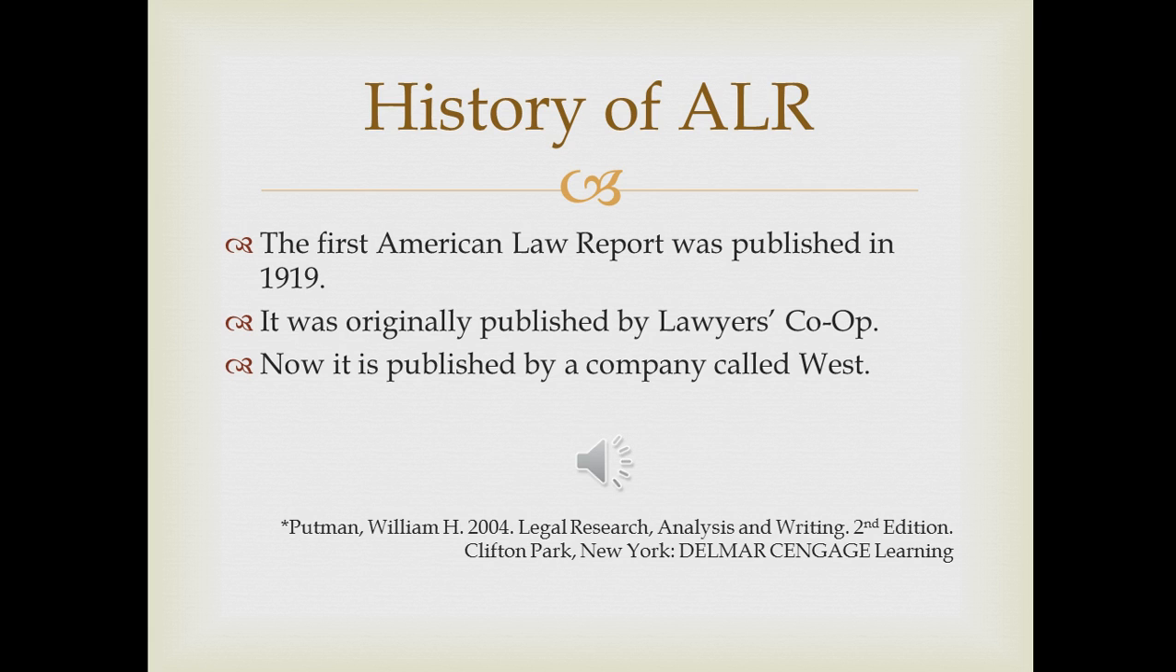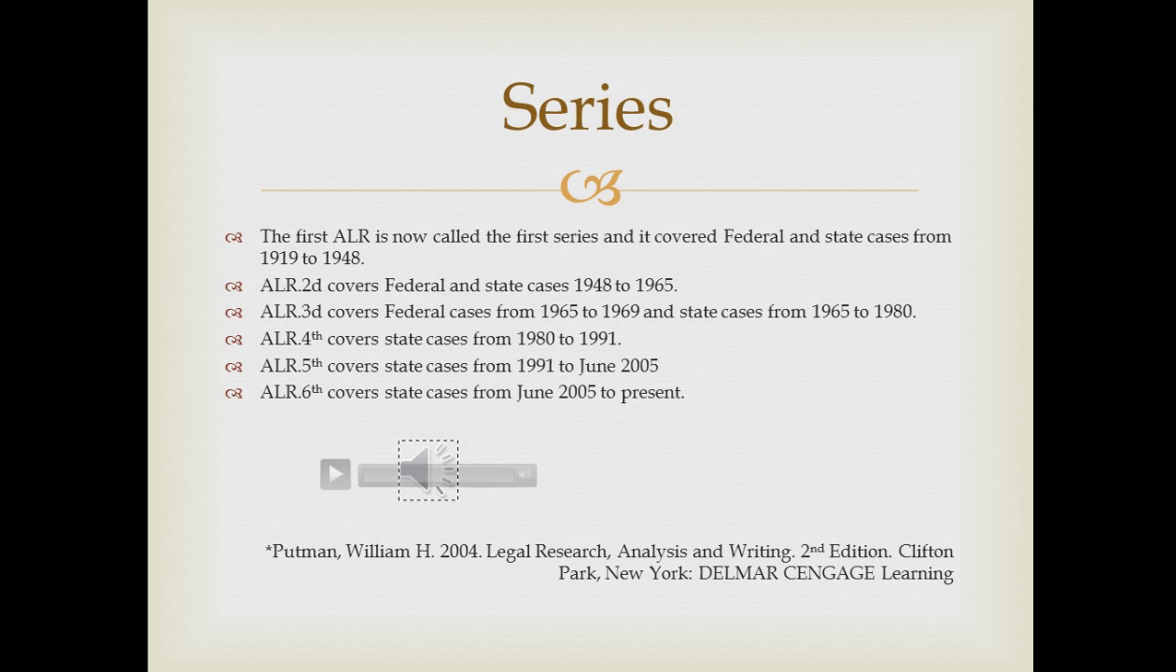It is worth mentioning that the first American Law Report was first published in 1919. It was originally published by Lawyers Co-op. It is now published by a company called West. The ALR is divided into series. To date, there have been 6 series. The first 3 series included state and federal cases. After the 60s, ALR only includes state cases, and federal cases have their own resource reference.